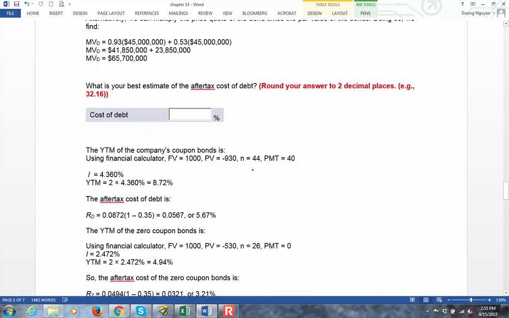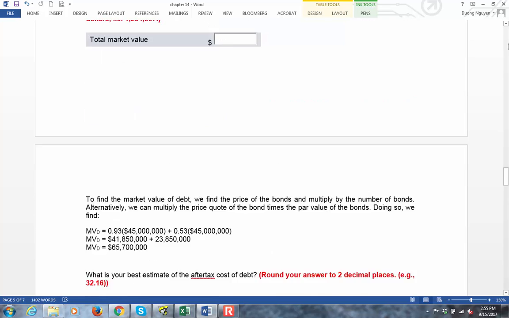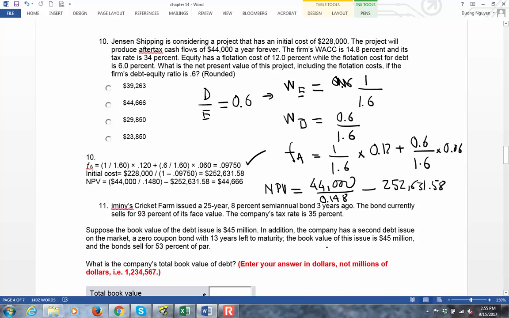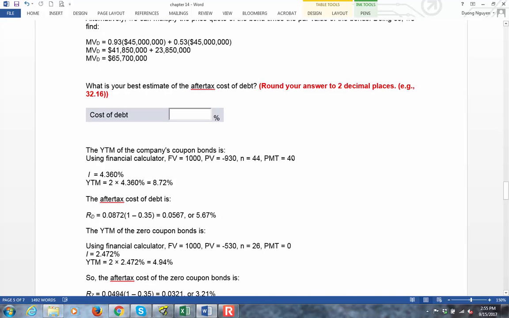What is the best estimate for the after-tax cost of debt? So you use a financial calculator to get the yield to maturity of the two bonds. For the first one, future value is $1,000, present value negative 930, and N is 44. Why is N 44? Because it is 25 years, but issued 3 years ago, so it has 22 years left, but because it is semi-annual payment, there will be 44 payments, and the coupon payment is 40.